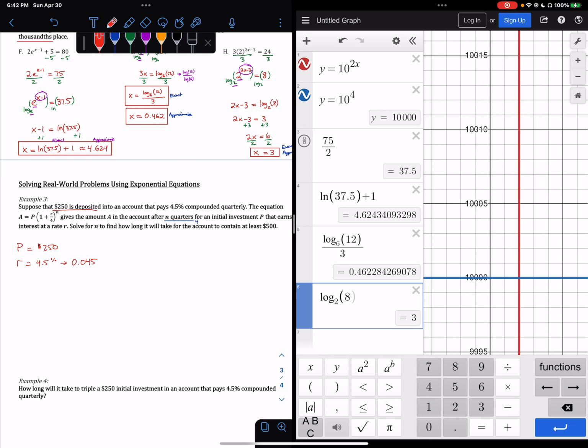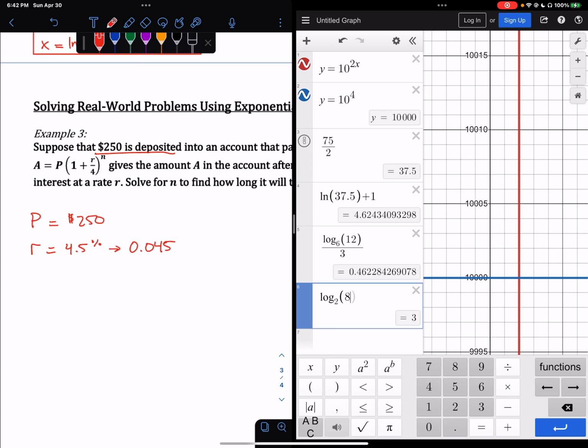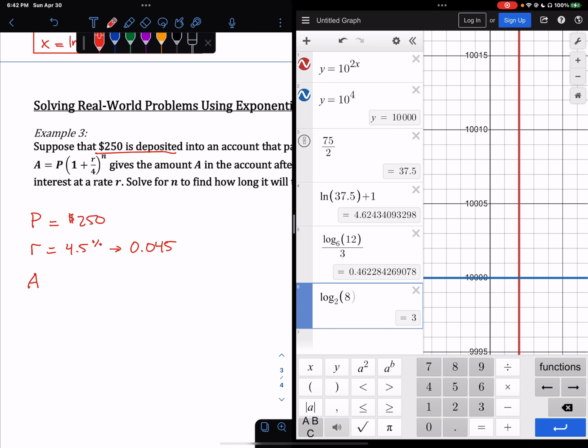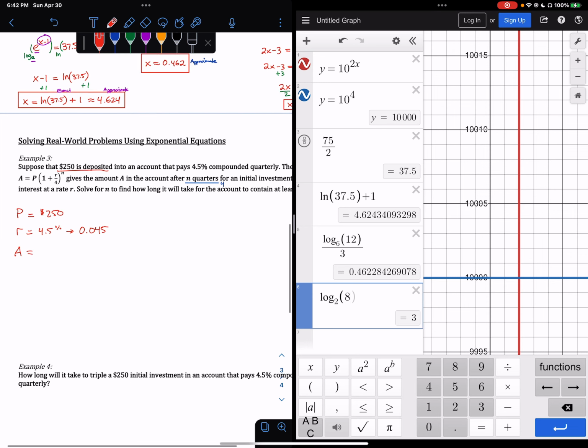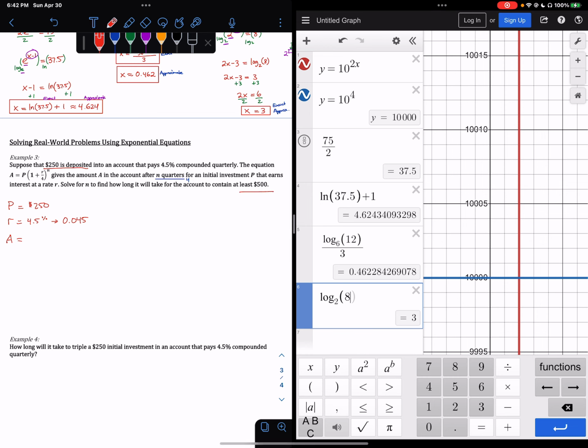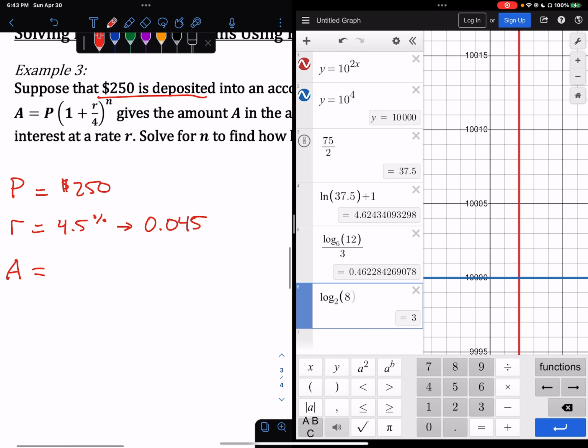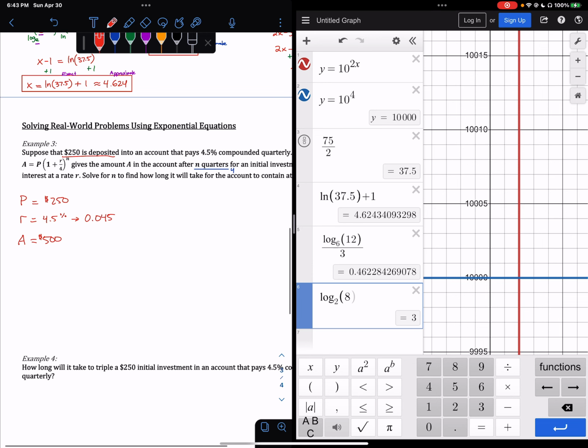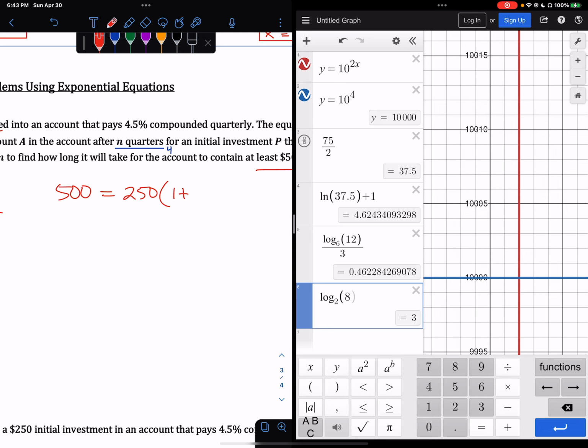It says solve for N, so we're not going to know what N is, but do we know what A is? Do we know what that account amount is at the end? Yeah, it tells us we want it to be $500. So A is going to be 500. So if we put this into an equation, we have 500 equals P, so 250, times our 1 plus R over 4, so 0.045 over 4, to the power of N.